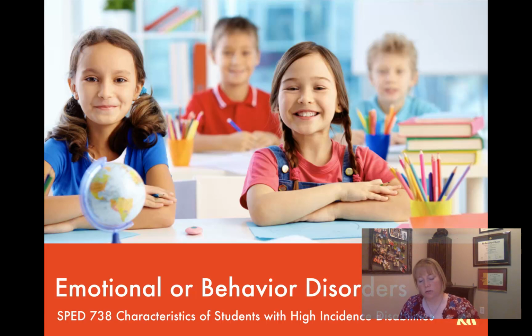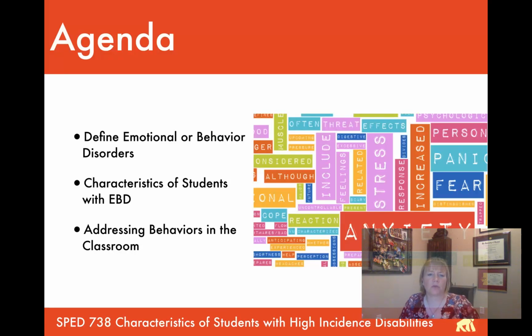And so we're going to take a look at really defining what emotional behavior disorders are, how those students are identified with that disability. And then, of course, as in every module, our goal in this class is for you to have a really good understanding of the characteristics of students with different types of high incidence disabilities. So we're going to take a look closely at those characteristics of students with EBD and look at some of the causes, and then look briefly at addressing some behaviors in the classroom.